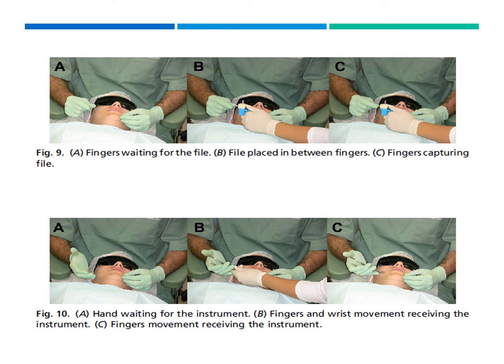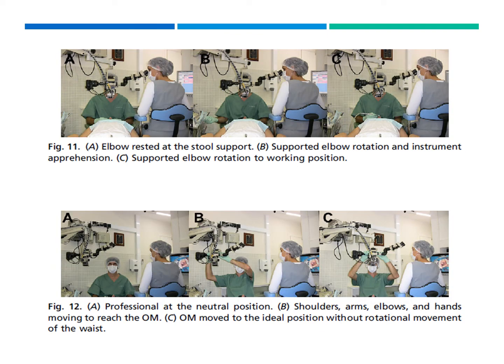In this we can appreciate that in figure A, the finger is waiting for the file, and in figure B, the file is placed in between the fingers. Then in C, the finger is capturing the file. This is done with the help of a dental assistant. You can see in image A that the elbow is rested at the stool support, then supported elbow rotation and instrument apprehension, then supported elbow rotation to working position.